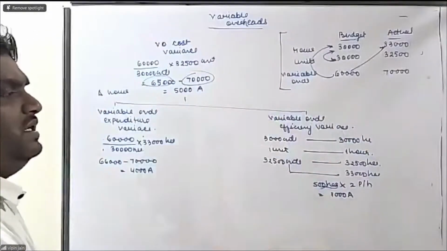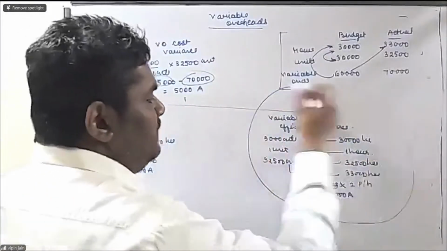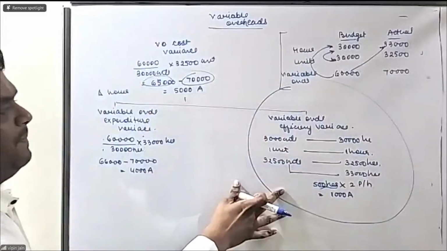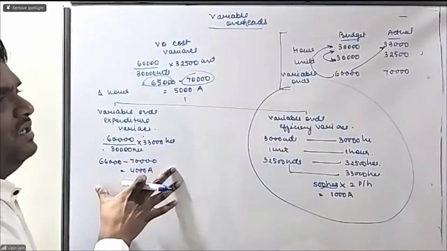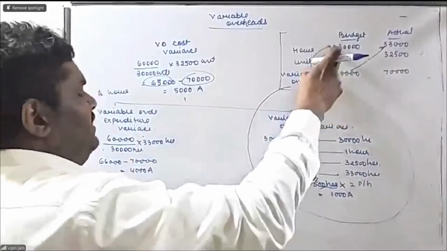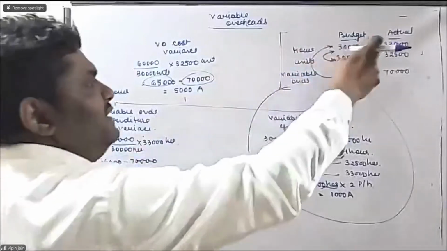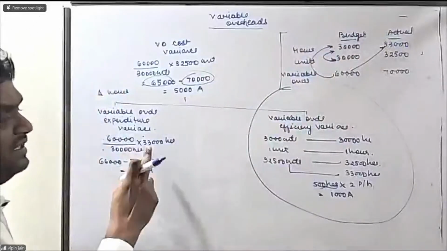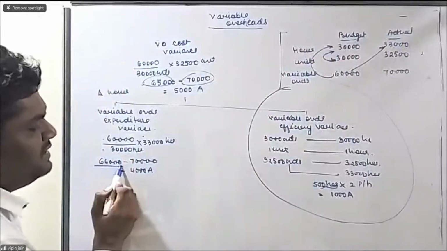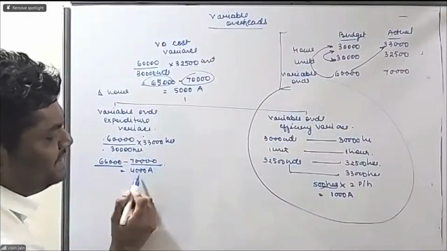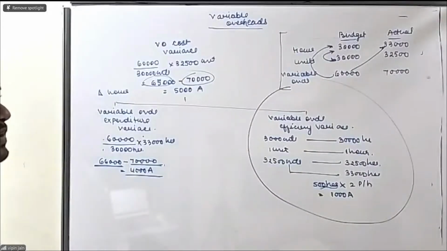Again, this calculation is also similar to fixed overhead variance. But herein there is a change. 60,000 overheads for 30,000 hours. So for 33,000 hours, how much? 66. And the actual overheads are 70. So this is how 4,000 adverse.